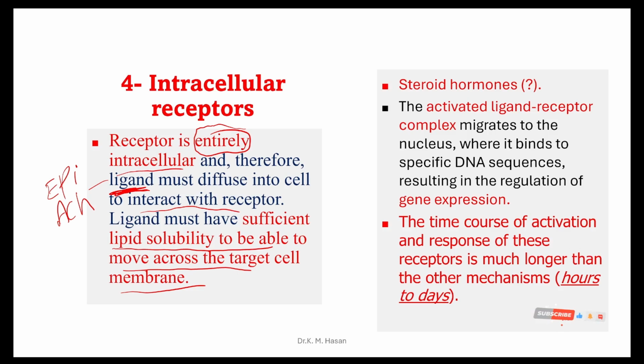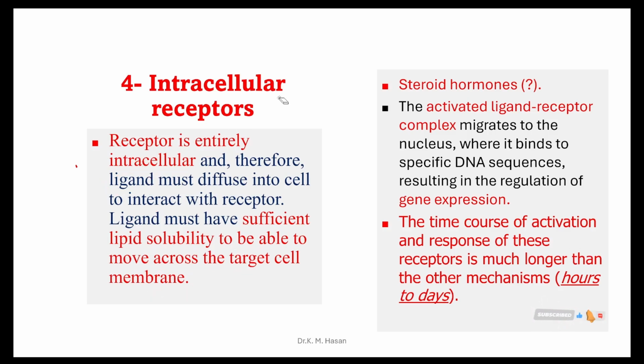Epinephrine and acetylcholine are examples of ligands in general, but what about the intracellular receptor? The intracellular receptor is a different issue. The ligand could be any substance, but when you speak about intracellular receptors, we have a specific type. For example, steroid hormones such as estrogen, progesterone, testosterone, and cortisone. All these are considered steroid hormones.